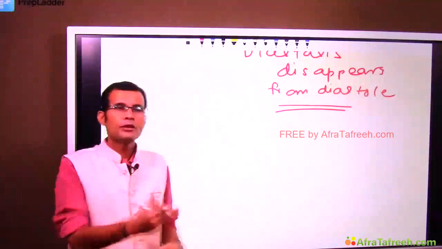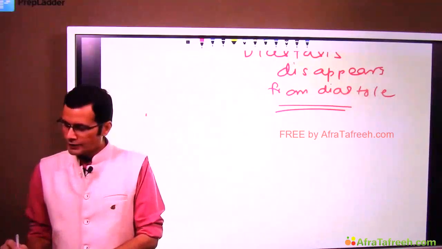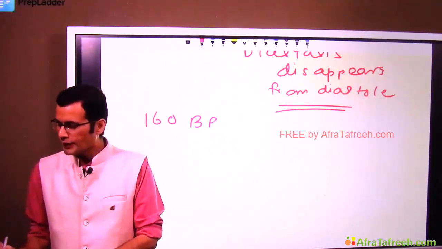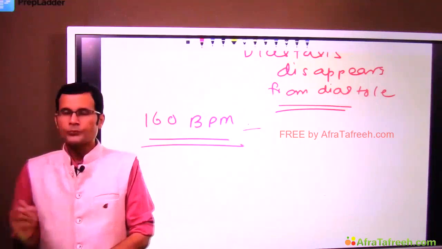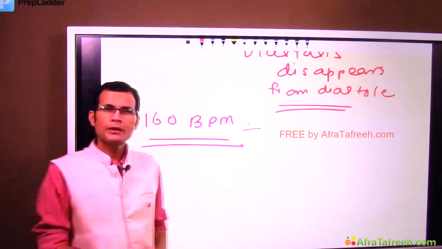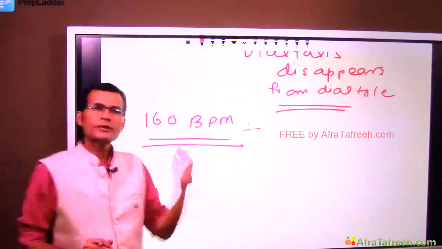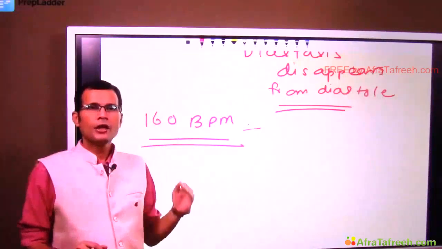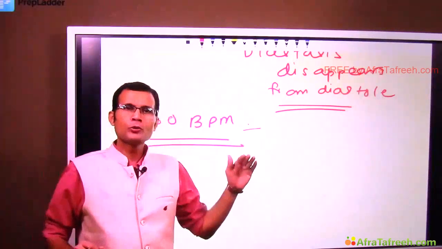And now we come to the real part, and that is what happens at 160 beats per minute. 160 beats per minute. This is the highest heart rate up to which stroke volume could be maintained.